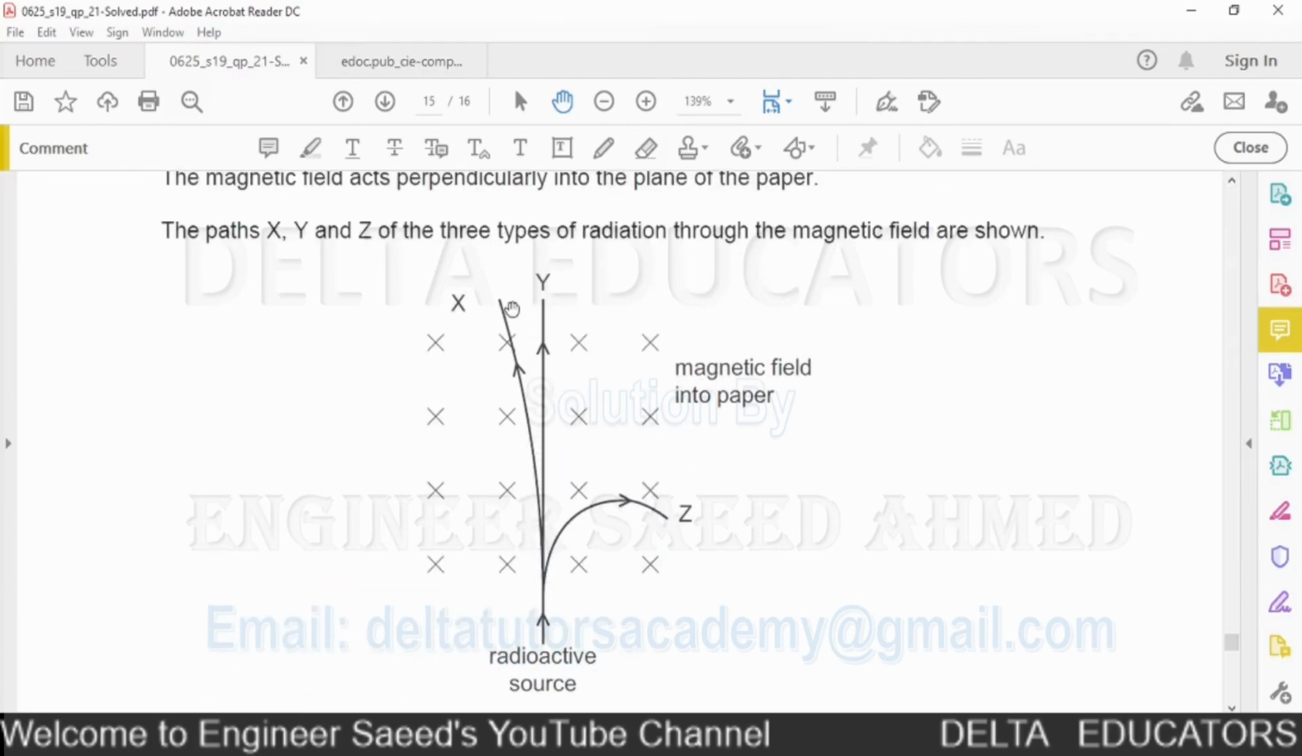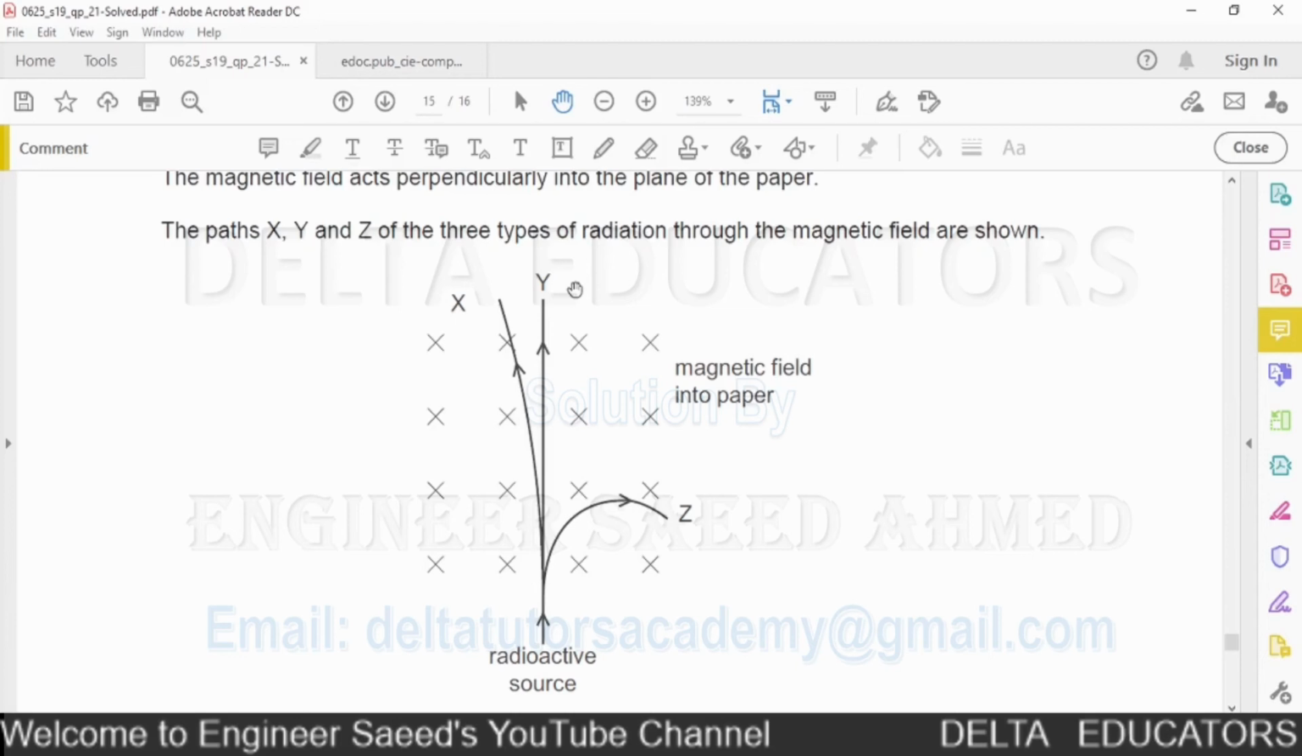Here we have three radiations X, Y and Z. These radiations X, Y, Z are alpha, beta and gamma. Now out of alpha, beta and gamma, gamma radiations have no charge. It is neutral. Since it has no charge, it will not be deflected in the magnetic field. So here Y will be gamma rays. Now the remaining particles are alpha and beta. Alpha particles are positively charged whereas beta particles are negatively charged.